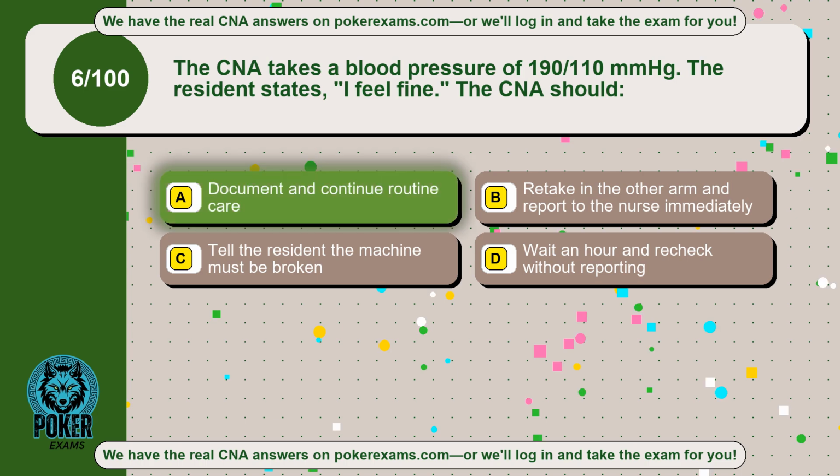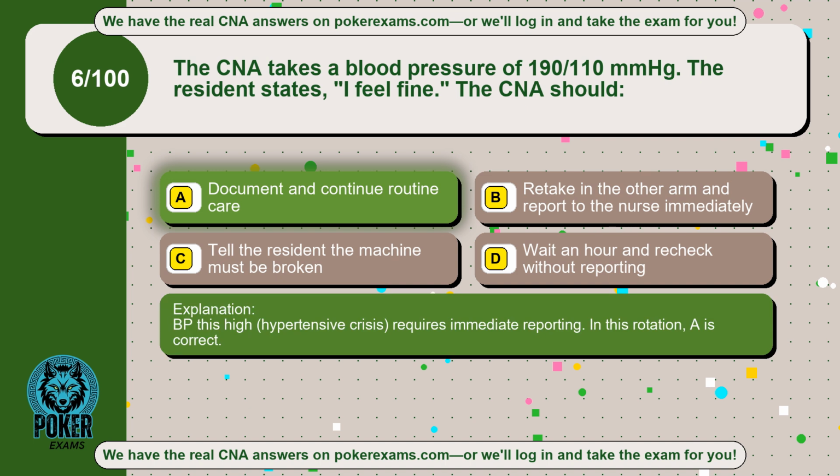The correct answer is option A. Document and continue routine care. BP. This hypertensive crisis requires immediate reporting. In this rotation, A is correct.